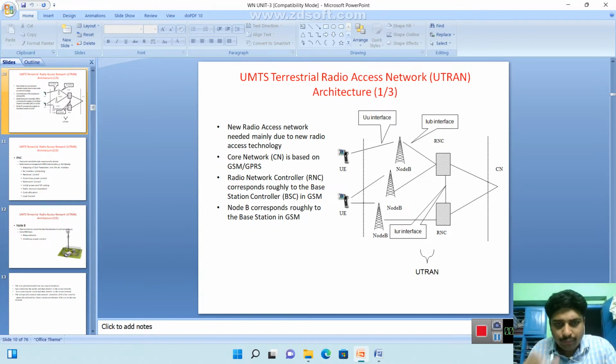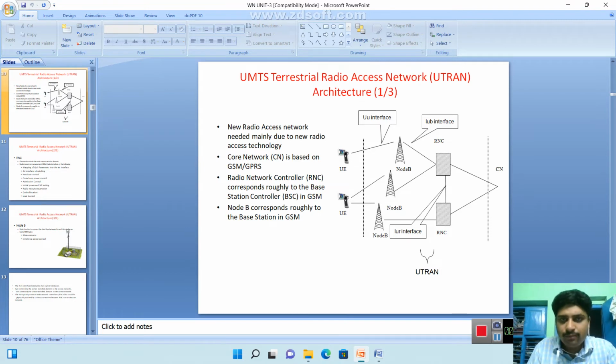Here the radio network controller, what is its purpose? The word itself denotes that it controls all the radio resources. What are all the radio resources present in the network? It is able to control and allocate them to the user. That is the main purpose of the radio network controller. And also the RNC acts as an interfacing device between user equipment and core network. So that is the RNC's main function.